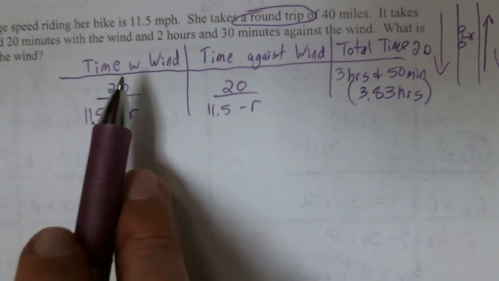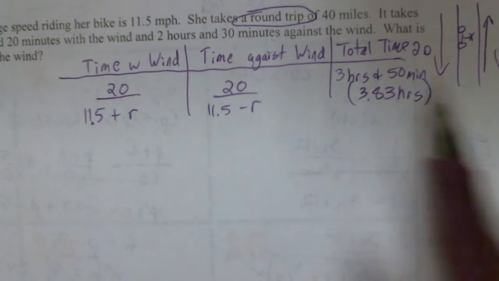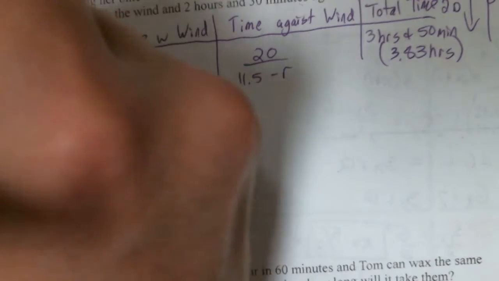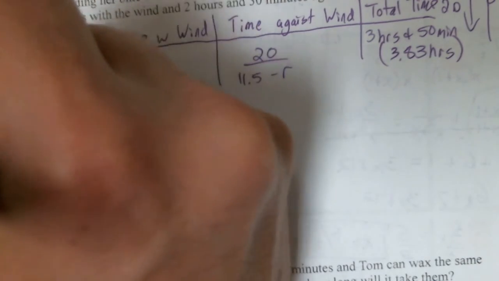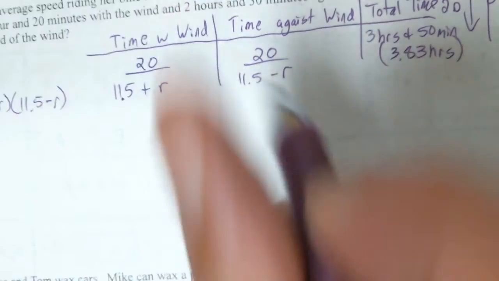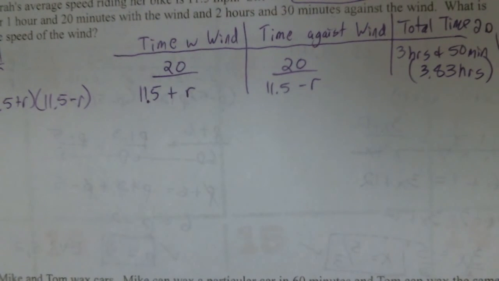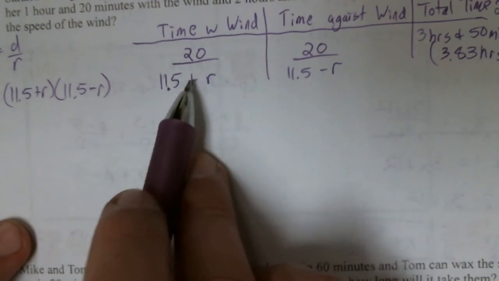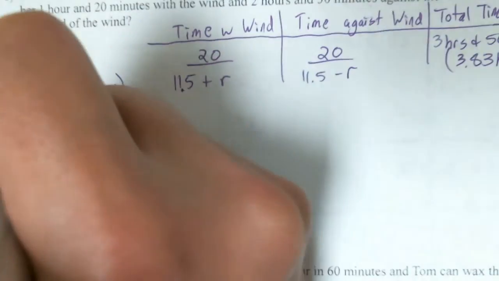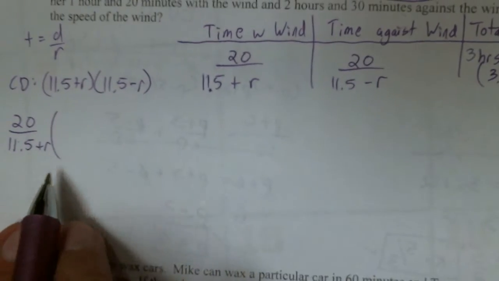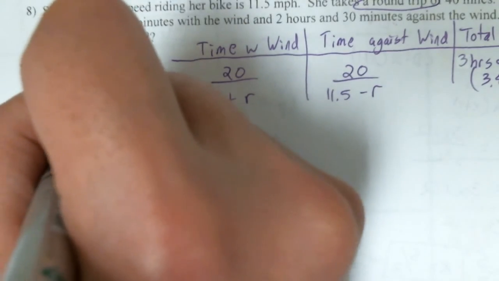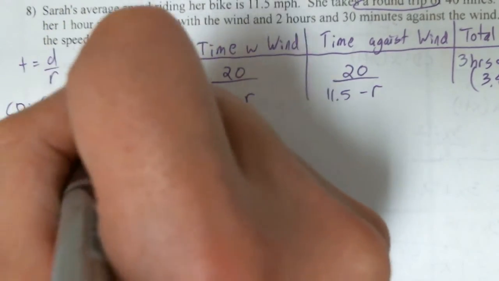Okay, so the time it takes with the wind plus the time against the wind equals the 3.83 hours. So our common denominator, of course, is 11.5 plus R times 11.5 minus R. Normally I would say the math is easy. This math is a little bit intensive, so let's just take this slow. Okay, so I'm going to start with the first thing over here. I've got 20 over 11.5 plus R. Now what does this guy need for the common denominator? This guy needs the 11.5 minus R over 11.5 minus R.